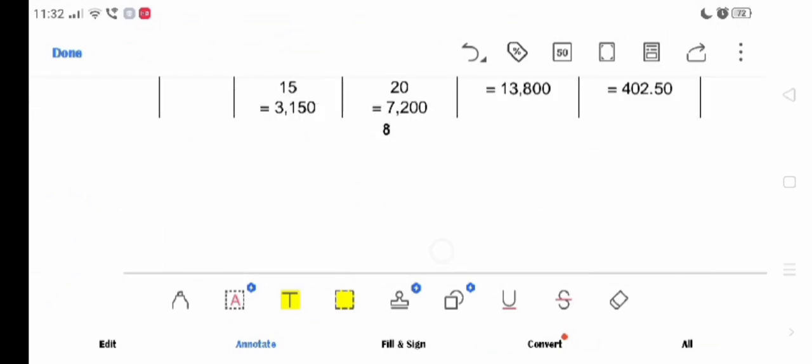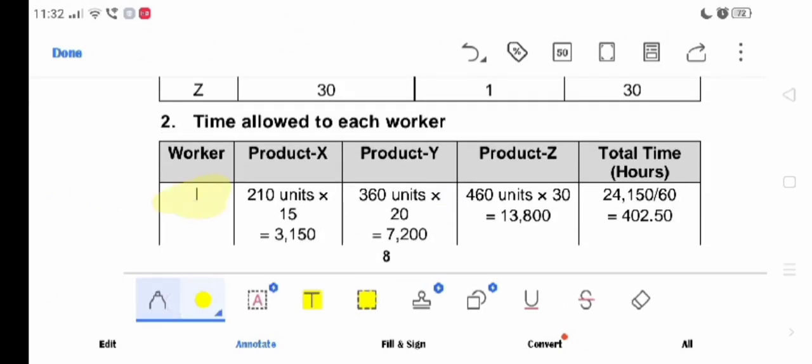Here, see, first we'll do worker number 1. He has produced all the 3 products, right? Product X, Y and Z. So how many units of product X he has produced? 210 units. Per unit, how much you are going to pay? 15 minutes, per minute 1 rupee, you remember, right? So 15 rupees per unit, so 210 units into 15, 3150 he is going to get. And again for product Y, 360 units he has produced, 20 rupees per unit, so 7200 he is going to get. 460 units of product Z he has produced and 30 rupees per unit.